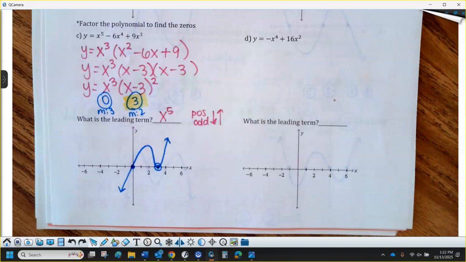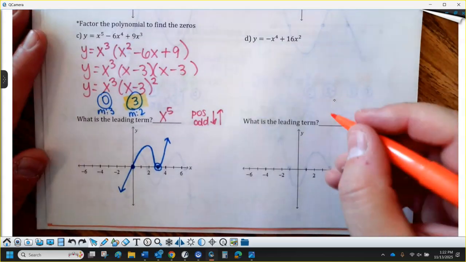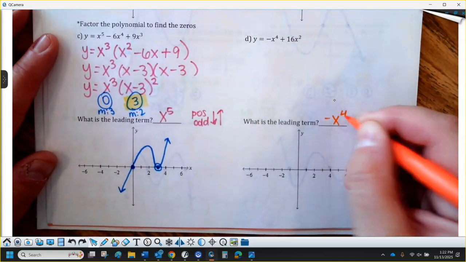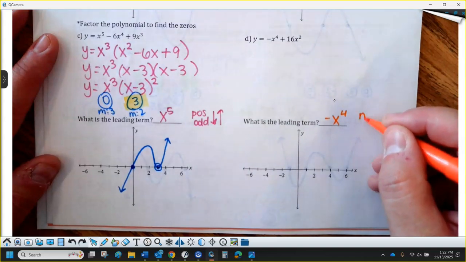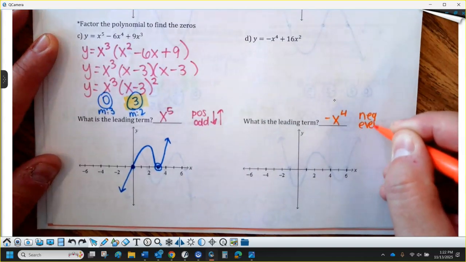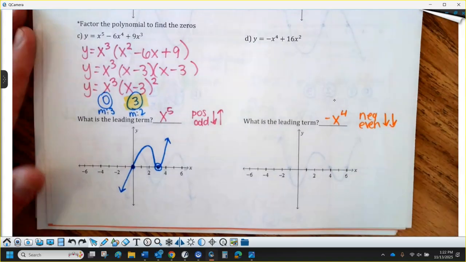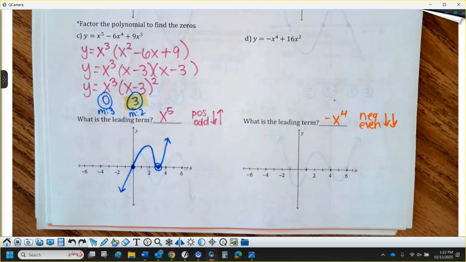And then we're going to try one more here. All right. This last one's got a leading term of negative x to the fourth. So it's all multiplied out. I can see that immediately. This is negative and even. So I know both ends of this graph on the far left and far right are both going to go down when we sketch it.